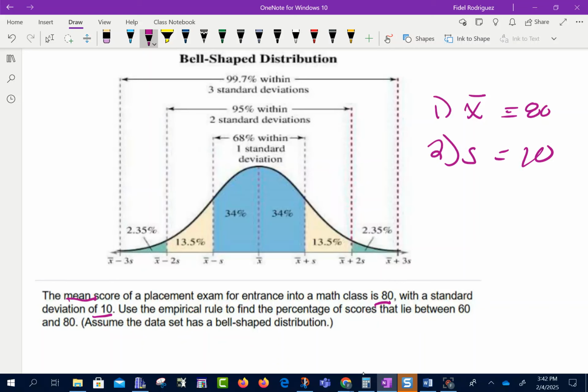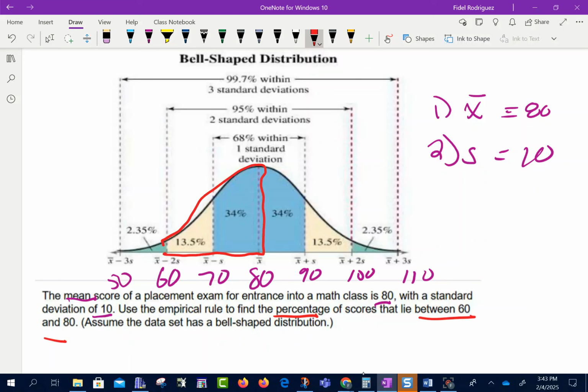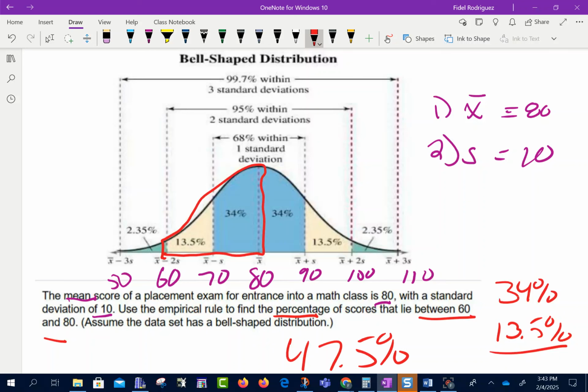Okay. So just like we did before, y'all, that's 80, that's 90, that's 100, that's 110. If we start to subtract, 70, 60, and 50. Now, we want to figure out the percentage. Again, just the percentage of scores between 60 and 80. So, excuse me, y'all, all we're looking for is this piece right here. So we're going to take 34% and we're going to add 13.5%, and we're going to come up with 47.5%. Okay. So, y'all, if it's asking me just for a percentage, that's all I'm going to do.